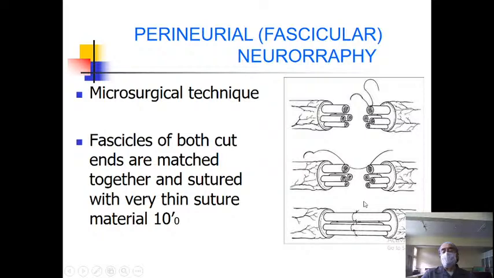This is the final product. If you suture them like that, then the function is much better with a fascicular neurorraphy than with epineural neurorraphy. I think you can clearly understand what is happening here.